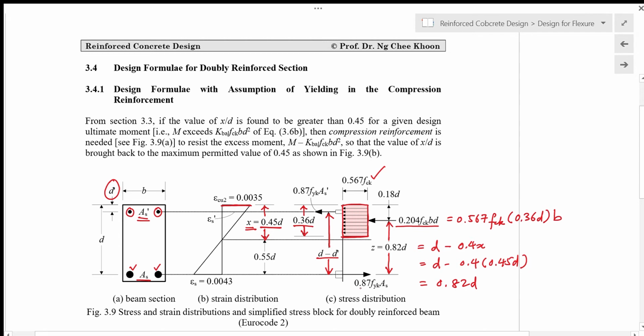The stress in the tension steel is fyd, the design stress, which is 0.87 fyk, multiplied by the total cross-sectional area of the tension steel AS, giving the total tension force. For the compression reinforcement, we assume that it is yielding. I say we assume it is yielding because sometimes compression reinforcement does not yield, so bear in mind. We multiply the stress by the total cross-sectional area AS prime, which gives the total compression from the compression reinforcement.